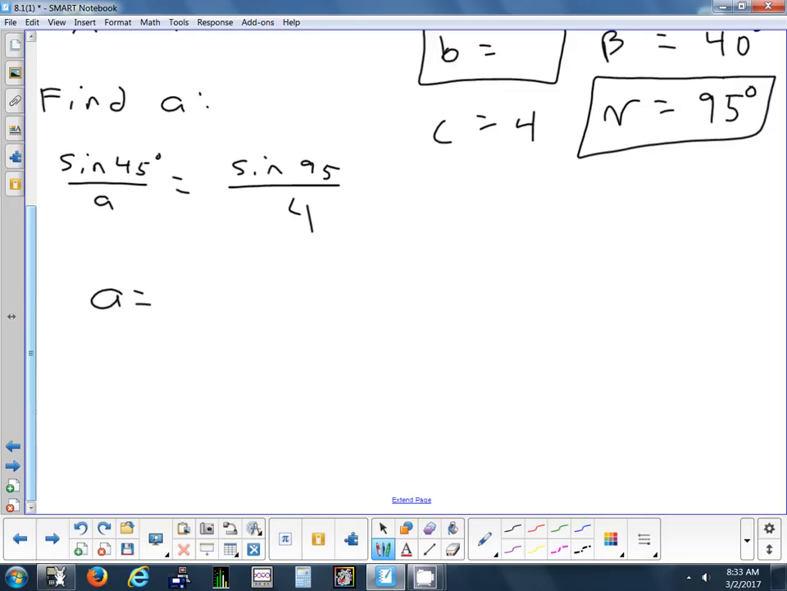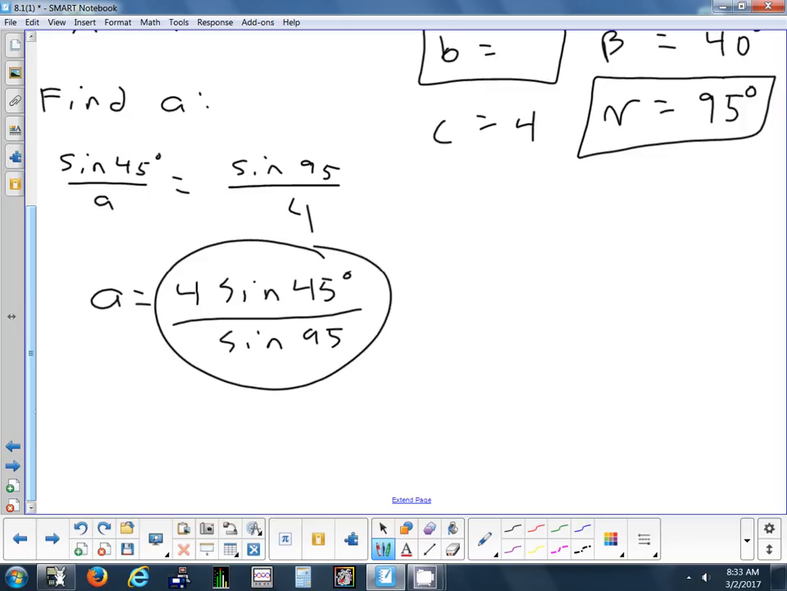Oh, it would be A sine 95. Yep, equals 4 sine 45. So you'd have A sine 95 equals 4 sine 45. So you're going to have 4 times sine 45. And then when you have A sine 95, how would you move the sine 95 to the other side? Yeah, just divide by sine 95. And that's your answer for A.